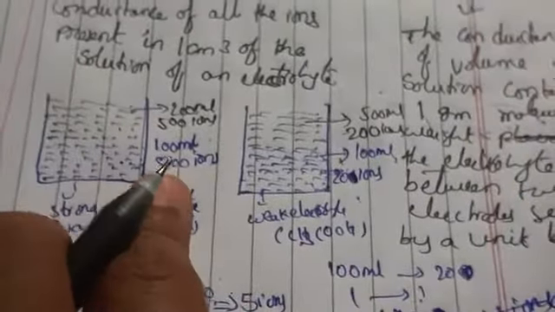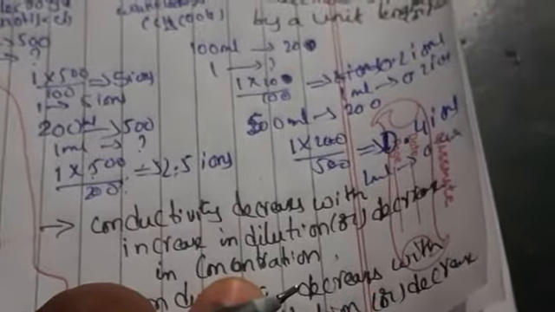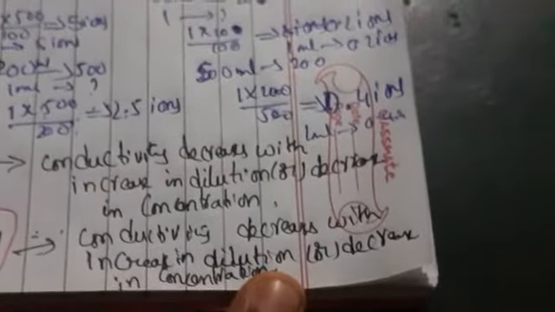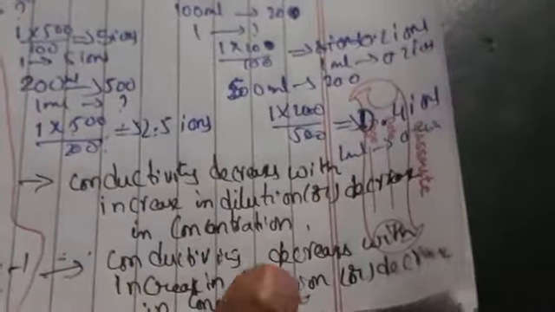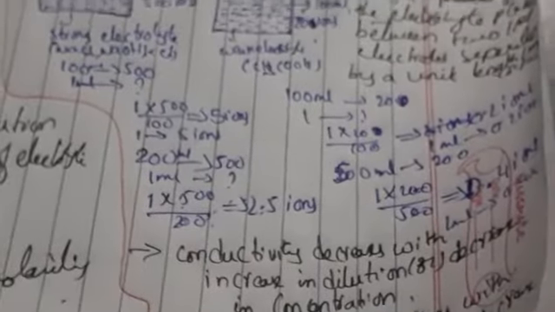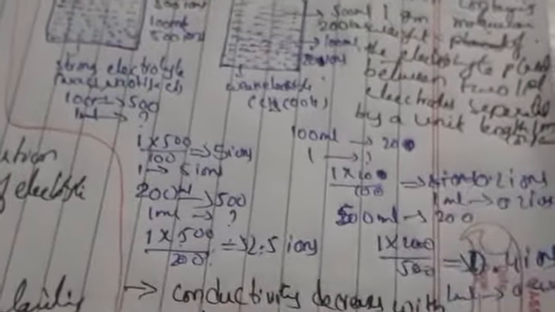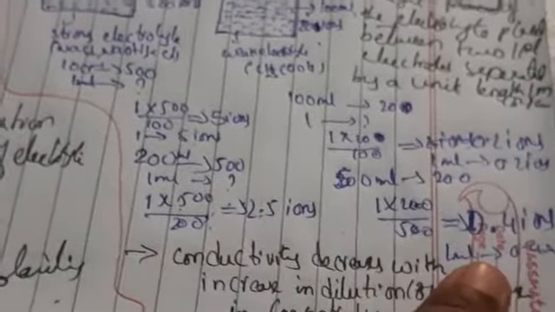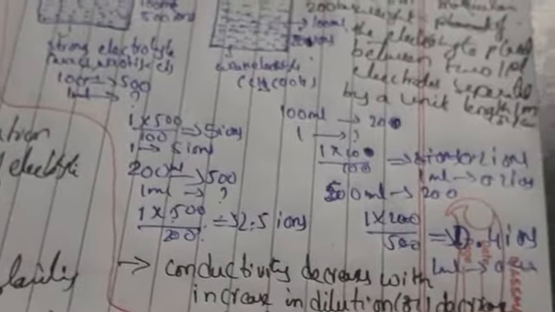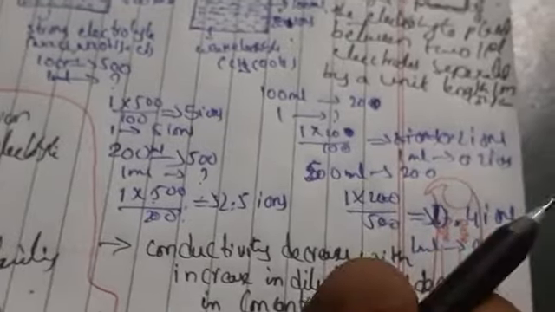So in a solution, for strong electrolyte and for weak electrolyte, dilution increasing means automatically the concentration will decrease. Here also dilution is increasing, so here also concentration will decrease. The decrease in conductivity depends upon the number of ions, how much it is diluting. So with decrease in concentration of a solution or increase in dilution, it decreases.